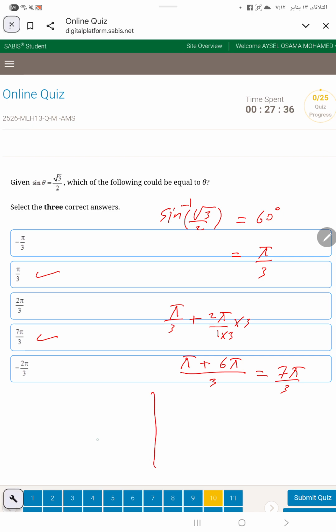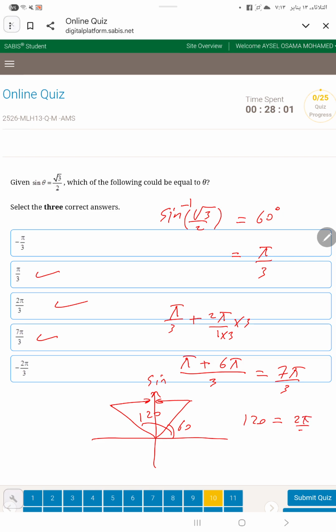And also from the unit circle, 60 is here. If you reflect it in the sine axis, this is the sine axis, you get 120. So both of these have the same sine, 60 and 120, which means this option is correct, because 120 degrees is equal to 2 pi over 3 radian.